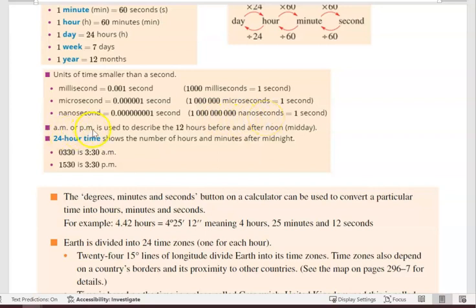So I've said that AM or PM is used to describe the 12 hours before and after noon, all based on noon. We also have 24-hour time, and that starts at midnight and then counts the hours all the way up to 24. So 0330 is 3:30 AM. So we don't need the AM with 24-hour time. Same here, 1530, and sometimes you'll see airlines will put the word hours there just to avoid any confusion. 1530 hours is 3 hours and 30 minutes post-meridian.